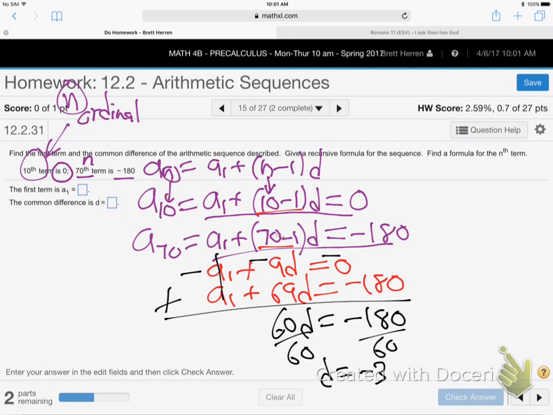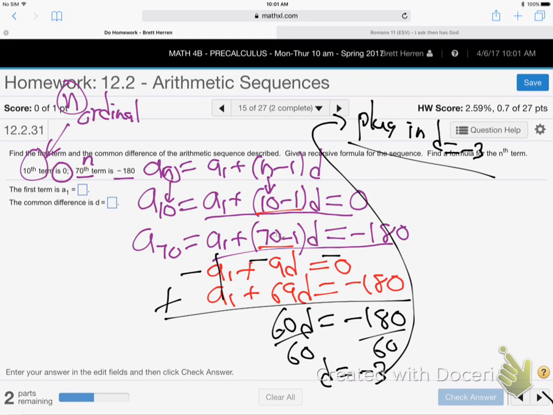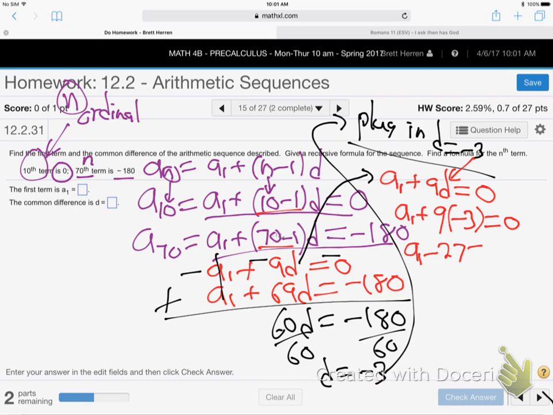Now we get a1 by plugging in wherever you want. Let's take it up here maybe. Plug in d equals negative 3 to whatever equation you feel like. I'll just grab this one here: a1 plus 9d is 0. Plug in the negative 3. So a1 plus 9 times negative 3 is 0. a1 minus 27 is 0. So a1 is 27. So we got a1, we got d, we got our formula.